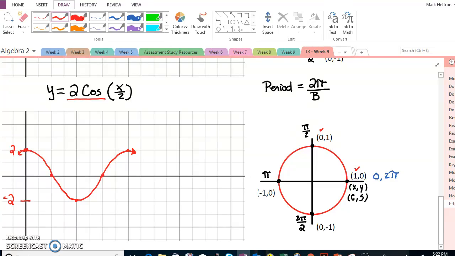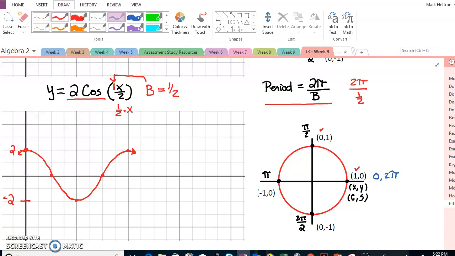Now we have to deal with this period change. We know the period is equal to 2 pi over b, and b is the multiplier of x. Another way you can think about this is if there was an unwritten 1 here, 1x over 2, that means we really have 1/2 times x, or b is a half. So over here we have 2 pi divided by a half.